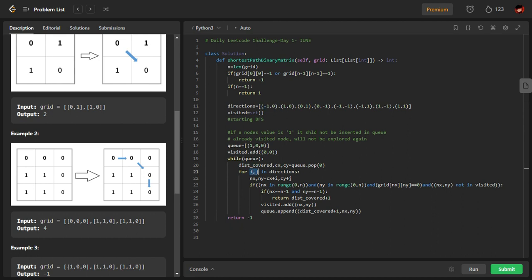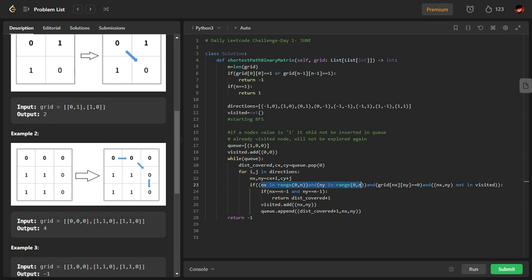Then I will be finding our next x and next y, nx and ny. How will I find them? To the current x I will add i, and to the current y I will add j, to get next x and next y. Remember one thing: when we do that, it could be possible that we are moving out of the border of the matrix. So we are checking if nx, the next x, is within 0 to n, and similarly if the next y is within the range 0 to n. If these are true, that means nx and ny represent a node which is inside our grid.